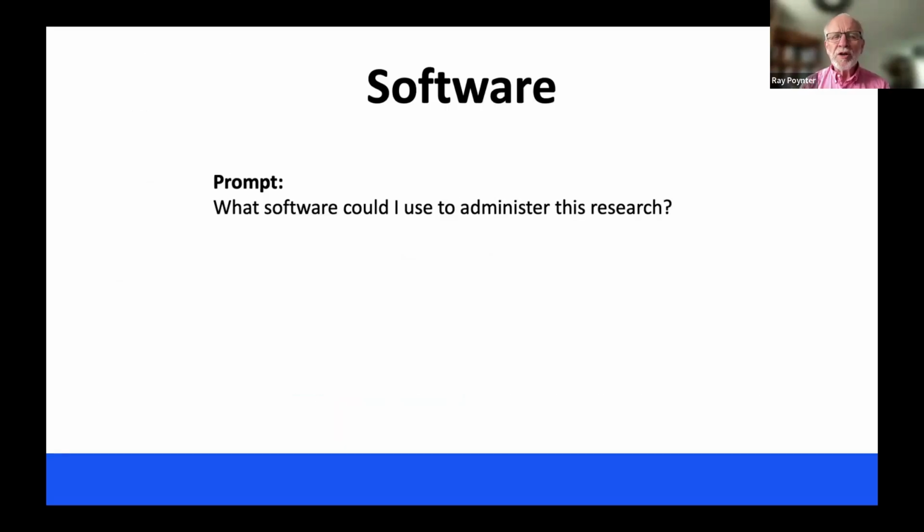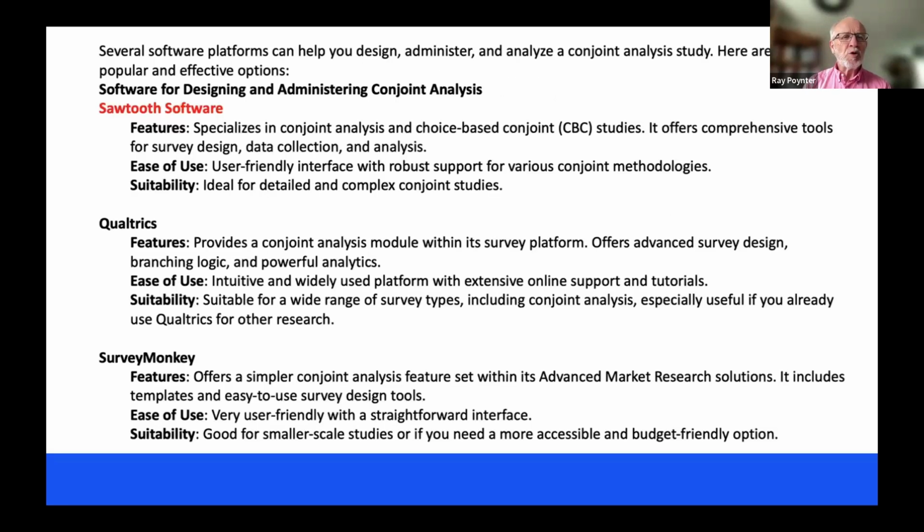What software could I use to administer this research? And I'm sure Justin and all of his colleagues, Brian and so on, will be delighted to see the first one on the list that it came up with was Sawtooth. It came up with Qualtrics. It said, well, if you've got a simple conjoint study, you could use SurveyMonkey. And it came up with a couple of other suggestions. Conjointly, if I remember correctly, was one of them.